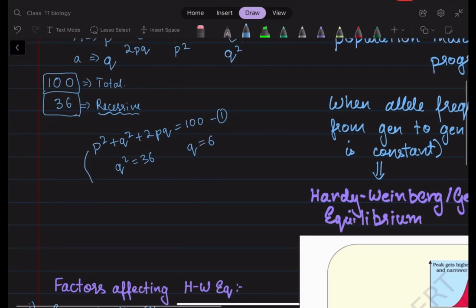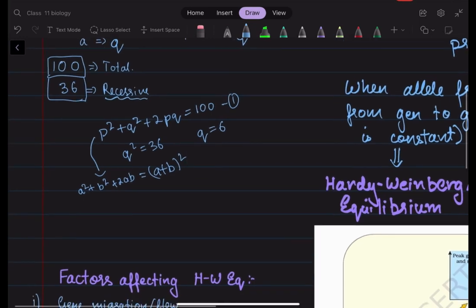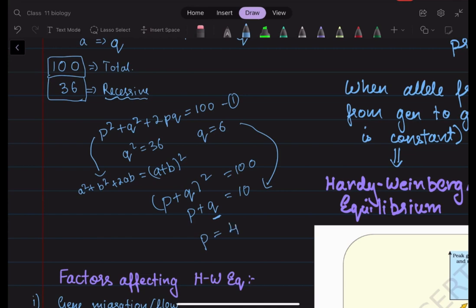Now here, this equation you must be familiar with, that is a square plus b square plus 2ab. This is the formula for a plus b whole square. So here too we can apply the same formula. We will get p plus q whole square is equal to 100. That means p plus q is equal to 10. We have q already, that is 6. So if we put that in this equation, we will get p as 4.